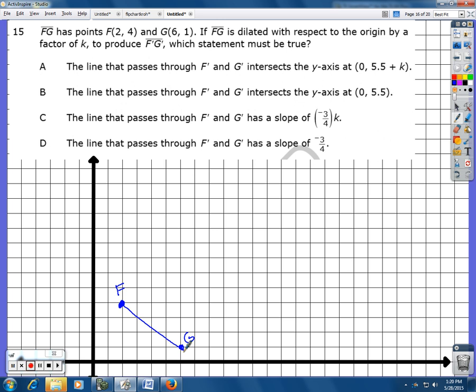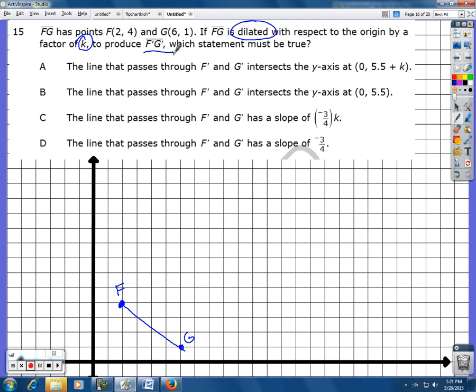of FG. If FG is dilated, which means it's getting bigger or smaller depending on the factor of dilation, with respect to the origin by a factor of k, to produce F prime G prime, which is our new image, which statement must be true? Now, you have several options.